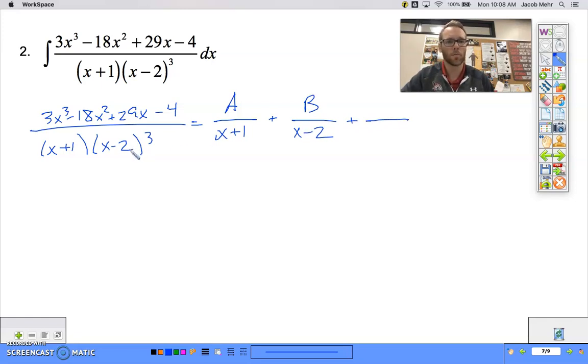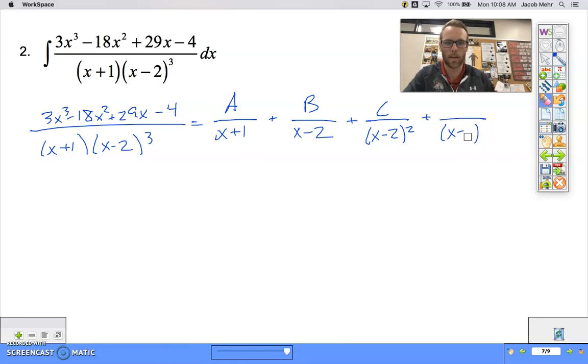Plus, now this is repeated 3 times, and if you recall from our last video, if we repeat something, we have to kind of build up those powers until we get it to be the third. So we're going to put an x minus 2 squared. The factor is still linear, so this is still constant. And then we do an x minus 2 to the third, which is still a linear term. Its numerator is still constant. So now this is what we've got.